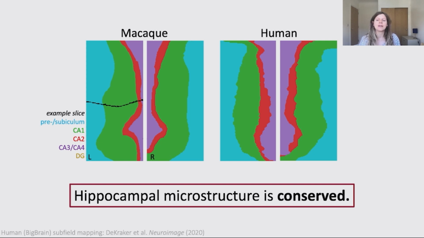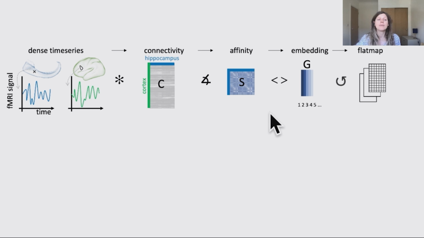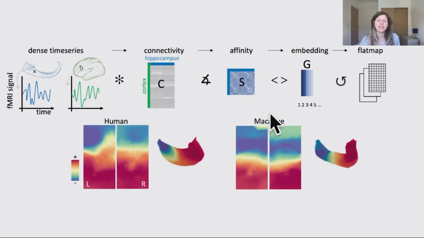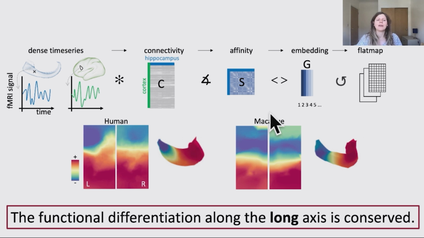For our purpose, we leveraged this new comparative space for functional connectivity analysis. Based on in vivo resting state MRI data, we employed some familiar steps of nonlinear connectivity embedding. And when we look at the resulting primary axis of variation, we find that it varies along this long hippocampal axis, and that's true for both species. So again, the overall functional differentiation along this axis appears to be conserved across species.